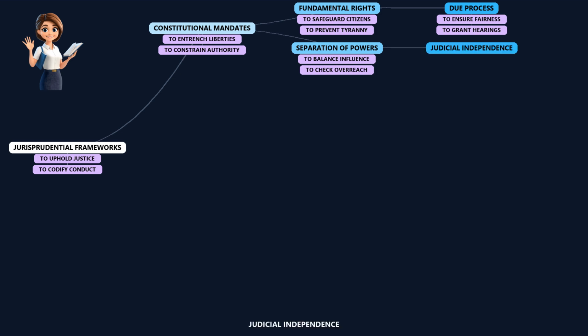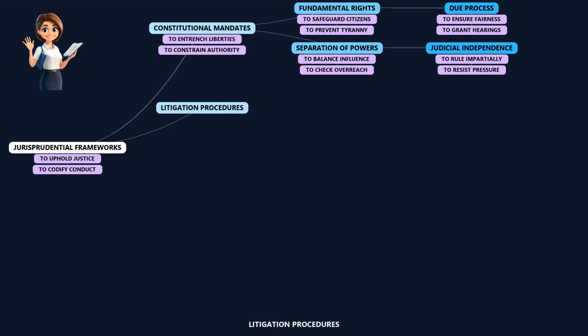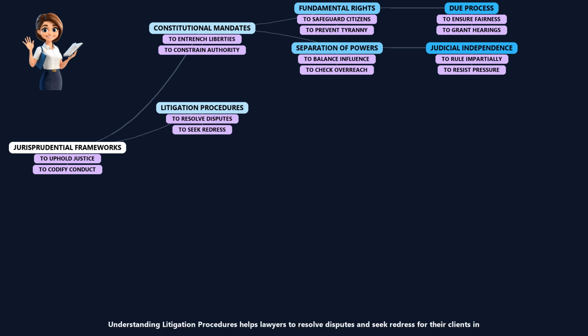Judicial independence. Maintaining judicial independence allows judges to rule impartially and resist pressure from politicians or the public. At its core, we are making sure that a judge only listens to the law, not to what a king or president wants. Litigation procedures. Understanding litigation procedures helps lawyers to resolve disputes and seek redress for their clients in a civil court. Effectively, we are following a strict list of steps to settle arguments about money, property, or injuries.